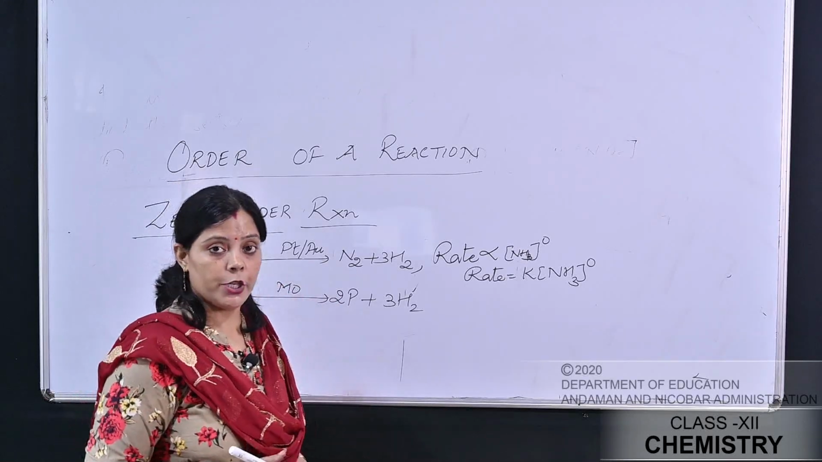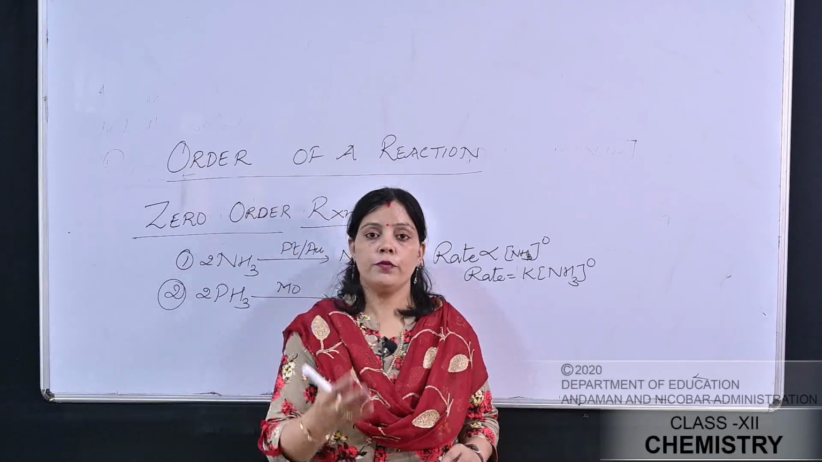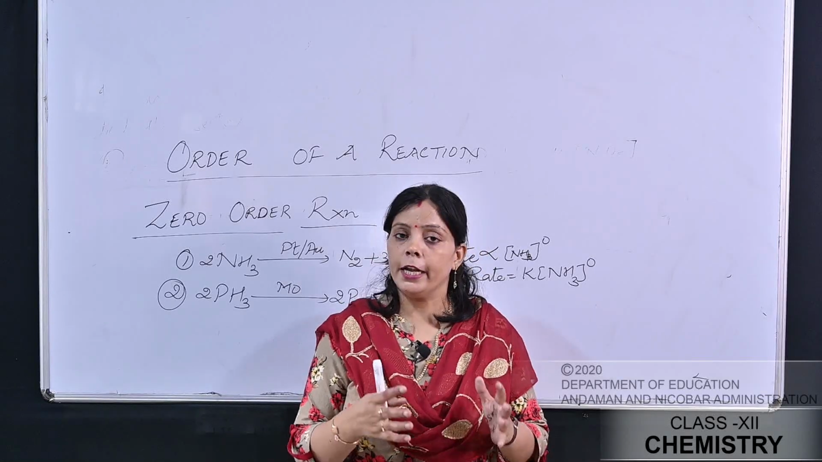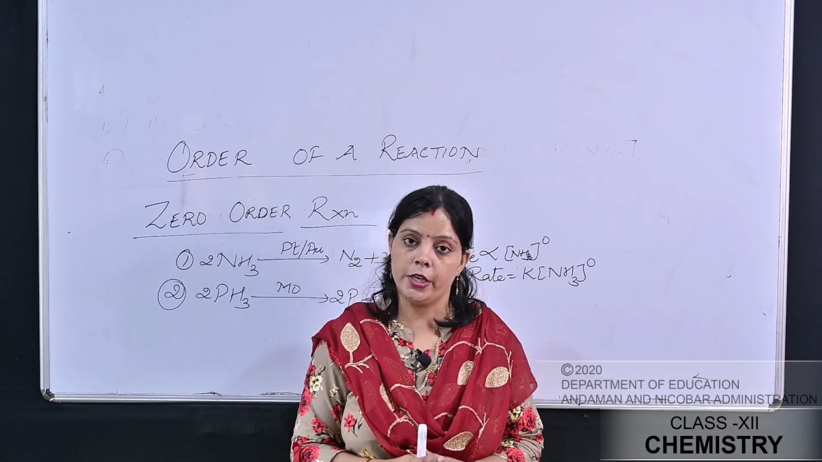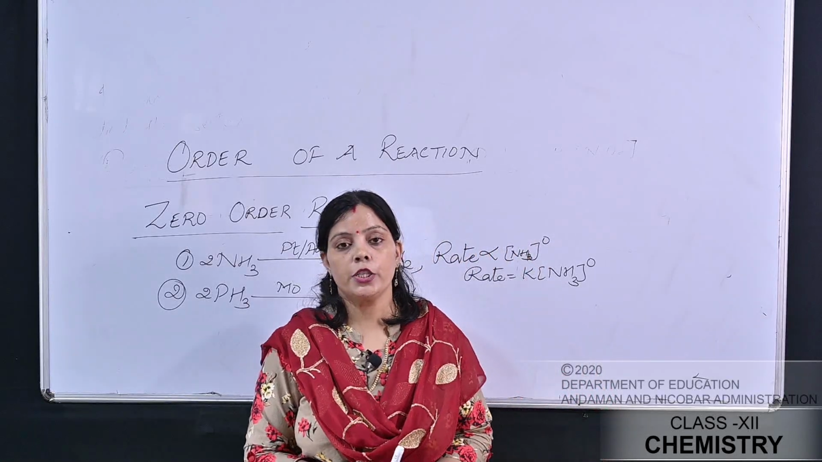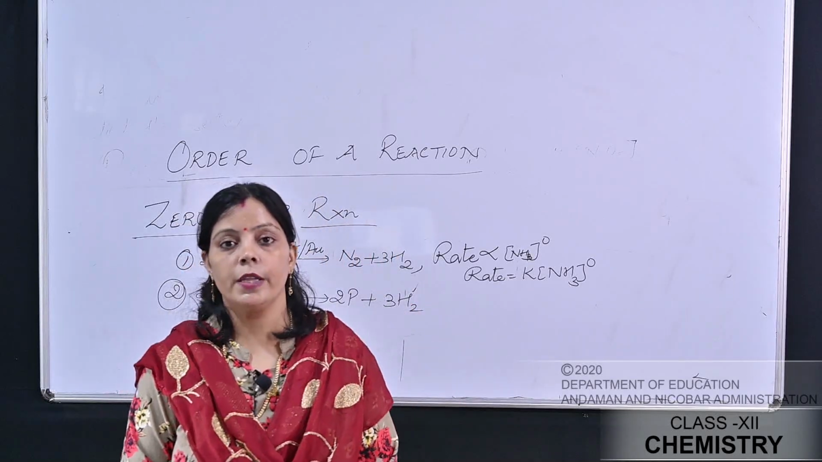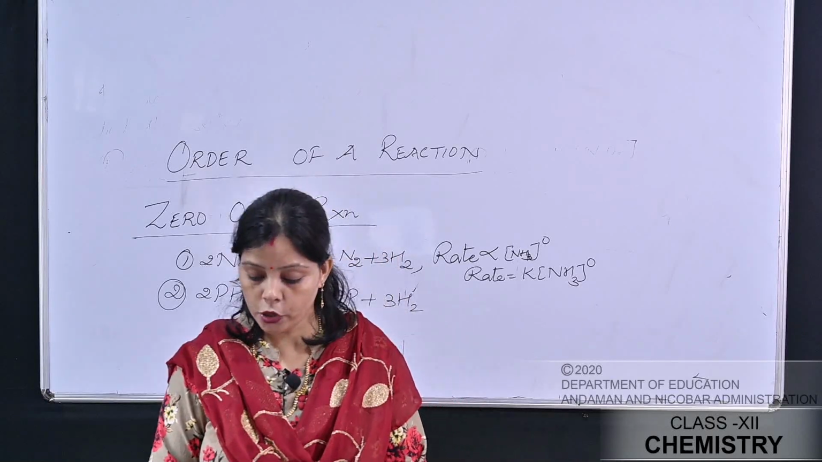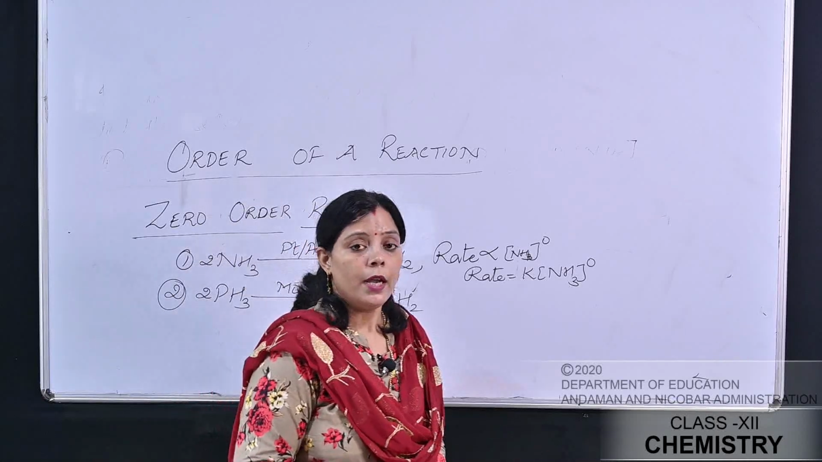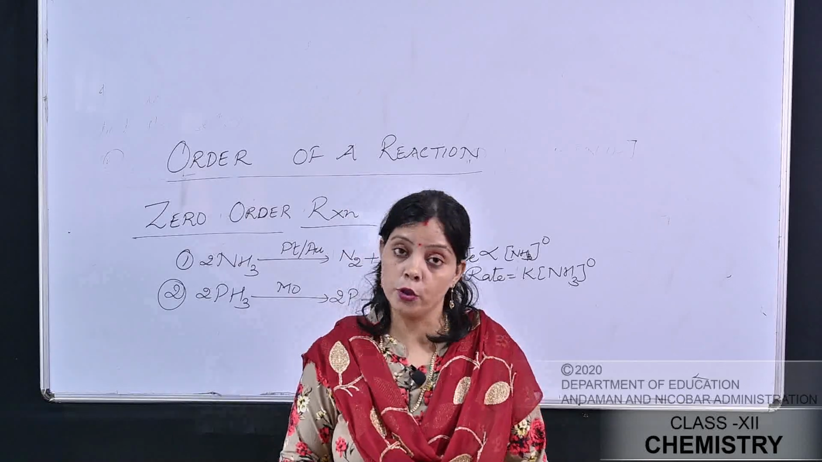So at very high pressure, the molybdenum surface is completely covered by the phosphine, and when we further increase the concentration or pressure of phosphine, it does not change the rate of the reaction, and the rate becomes independent of the concentration of phosphine. So these are some of the important examples of zero order, first order, second order, and third order reactions. After that, a question arises: is it possible to have a reaction of fourth order?